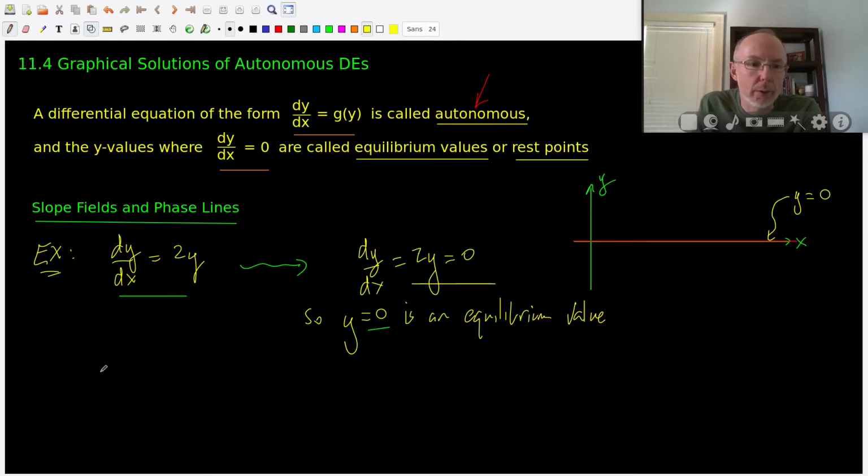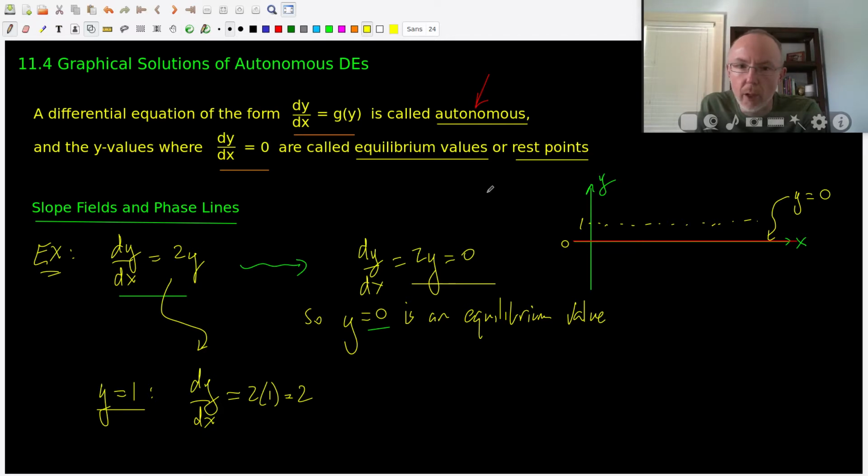Now what we're going to do is think about what happens around the equilibrium value. What happens when y equals 1? For example, if I look at this differential equation, when y is equal to 1, then dy/dx is equal to 2 times 1, which is 2. So when y is equal to 1, now there's a bad sort of graph of the line y equals 1. What's the slope here? Because remember, this thing is the slope. This is the rate of change of y. So the slope of the curve that solves this differential equation has to be 2. So everywhere along this line, the slope has to be 2.